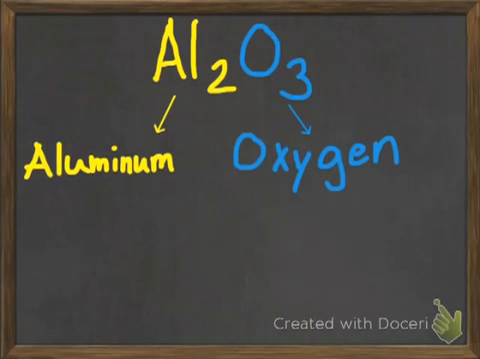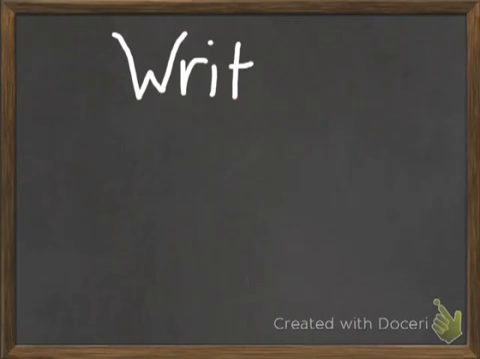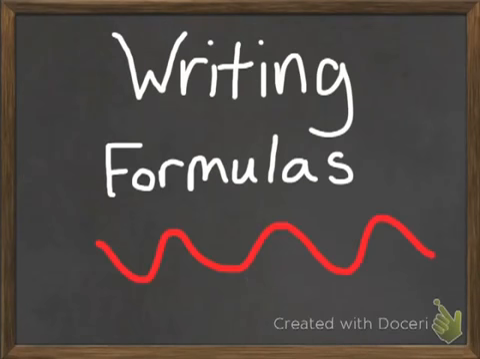So in order to name this, all we do is what we just did with the last one. We have aluminum, and then with the oxygen, we drop the last syllable, and so we have aluminum oxide. So Al2O3, the name of that is aluminum oxide. So let's look at another one. Now we're going to be talking about writing the formulas. And this is where we're going to have to keep track of oxidation states. So this one we'll have to really pay attention and make sure that we get this right.